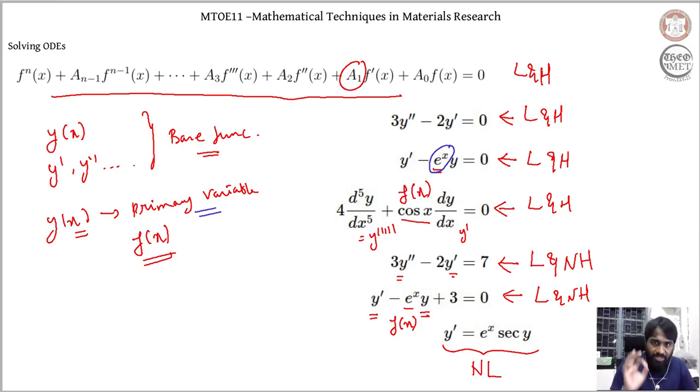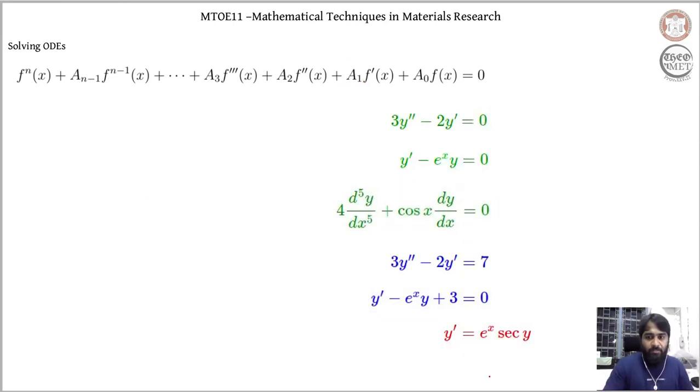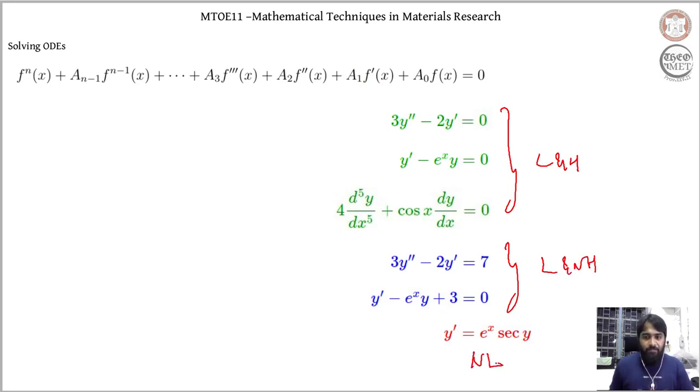Now if my ODE involves my base function, its derivative, and also a function of my base function, the nature of my base function is distorted by introducing a function of my base function, then I ultimately end up having a non-linear ODE. So all these are linear and homogeneous. These are linear and non-homogeneous, and this is a non-linear ODE.